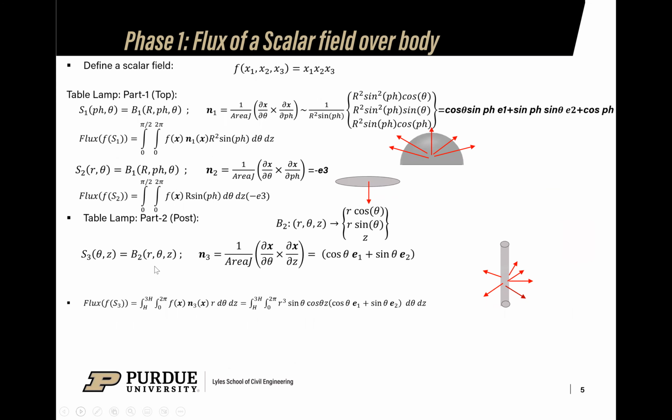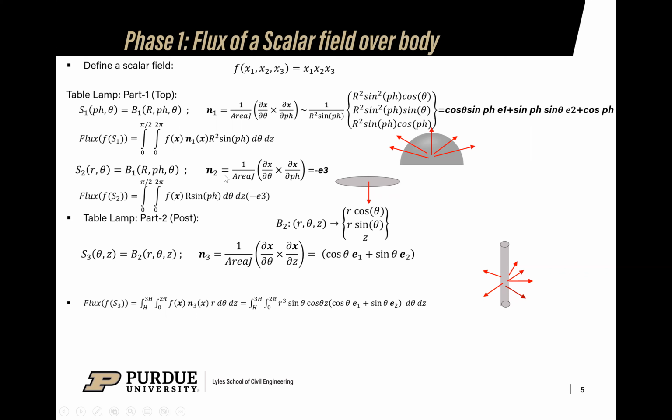Coming to the normal vectors and defining a scalar field, I've used the scalar field from the past project, that is a function of x1 times x2 times x3. So it is basically a function of the coordinates. Coming to surface one, which is the curved surface for the hemisphere, this is what the normal vector comes out to be. It is just 1 upon the area Jacobian into the cross product.